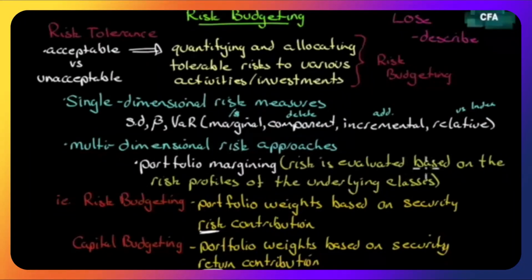Risk is evaluated based on the risk profiles of the underlying classes, and how they interact with each other, as opposed to taking one position and saying, there's the risk, here's the margin that you need, taking another position and assessing the risk, saying, here's the margin, another position, here's the margin. It looks at how these interact all together, and we'll get rid of all these little ones and just have one that covers everything. So that's a multidimensional risk approach.